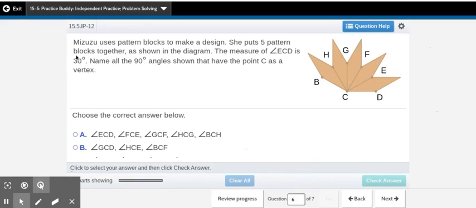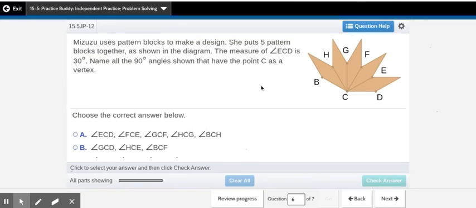All right, super friends, our last question that I'm going to help with today is going to be this one. So it says, Mizuzu uses pattern blocks to make a design. She puts 5 pattern blocks together. As shown in the diagram, the measure of ECD is 30 degrees. Name all the 90-degree angles shown that have a point of C as the vertex.